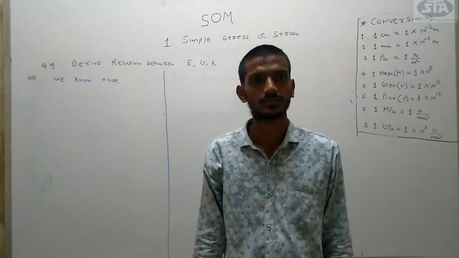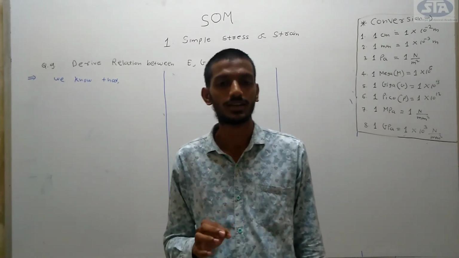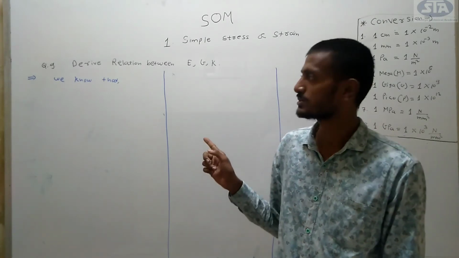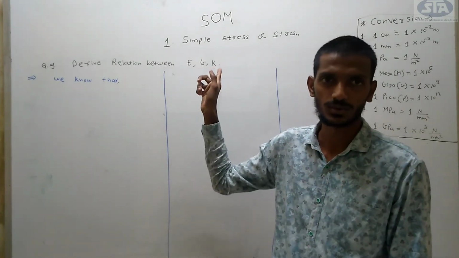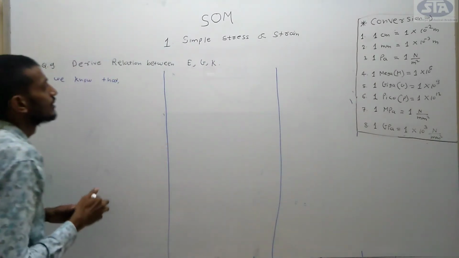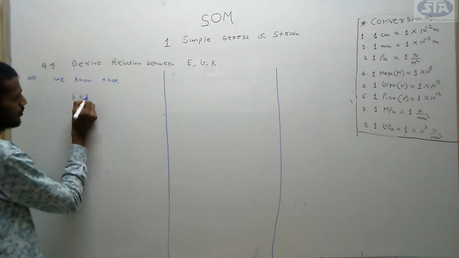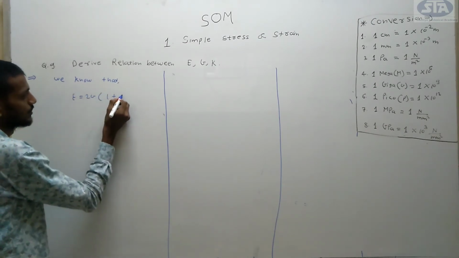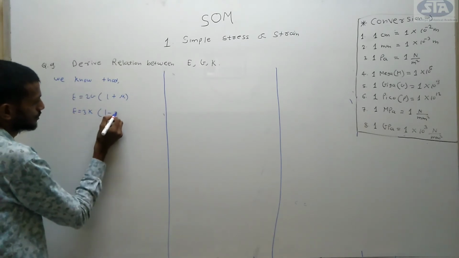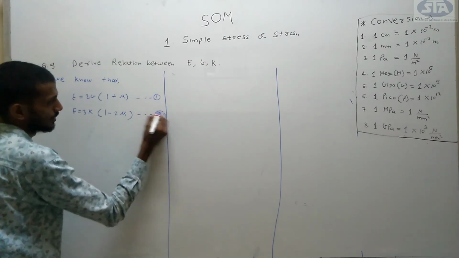Hello students. Now we are going to discuss the relation between E, G, and K. This relation will be asked many times in the exam. Now derive the relation between E, G, and K. We know the two relations: E is equal to 2G into 1 plus mu, and E is equal to 3K into 1 minus 2 mu. This is equation number 1, and this is equation number 2.